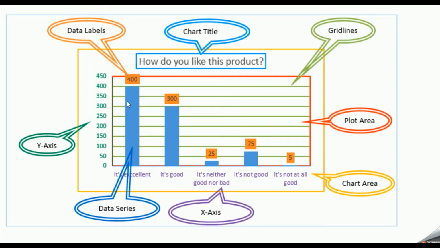Next, we'll move to the chart title. As you can see here, it is written, how do you like this product? So the name of the chart is given here. This is called the chart title and it is usually placed at the top of the chart. Basically it helps the user to understand what the chart is actually representing. So that is the chart title.